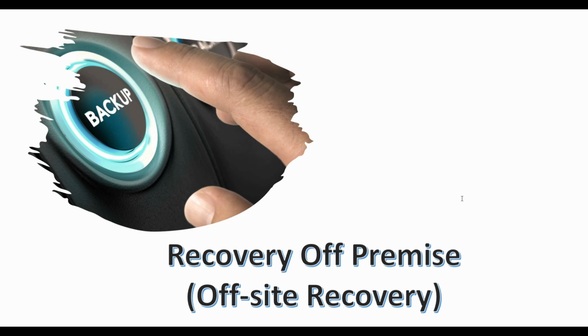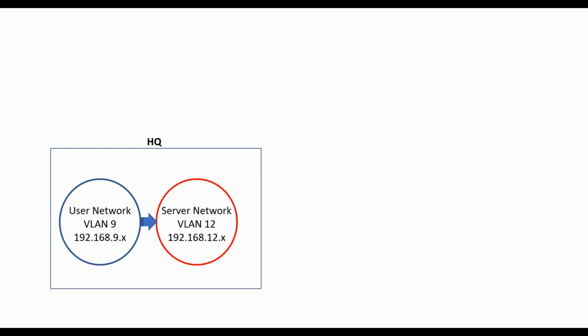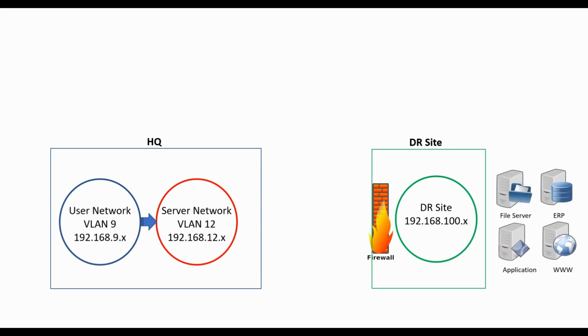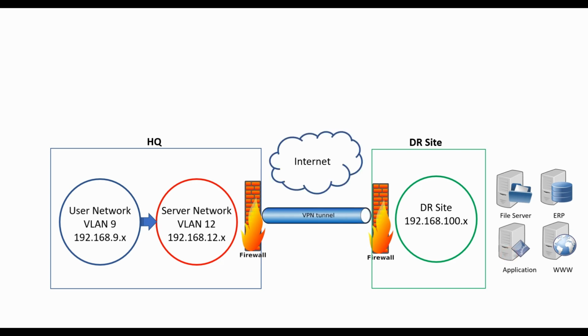Now, let us talk about recovery off premise, or some people call it off-site recovery. As we know, the user in one network will access the server in another network. Let's assume they are in a headquarters. We set up a DR site remotely, install a firewall, set up a DR network behind the firewall, and set up all the servers in standby mode. The headquarters and the DR site will establish a network-to-network VPN using the firewall at both sides.